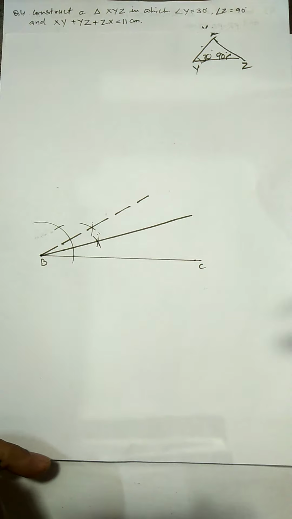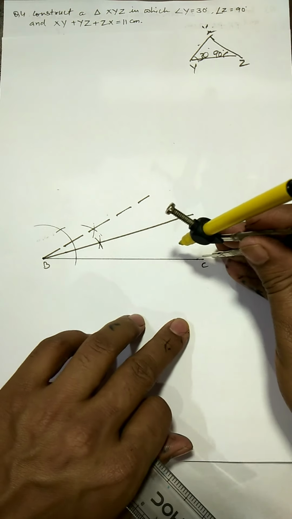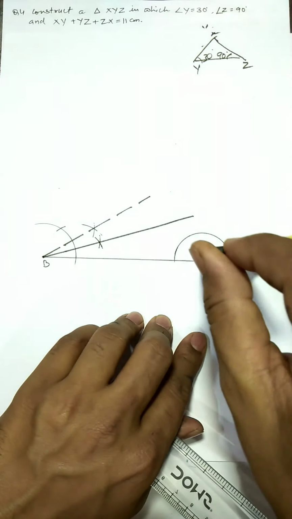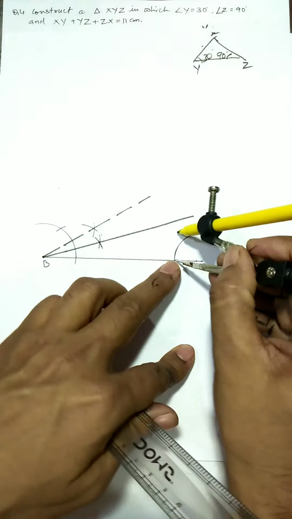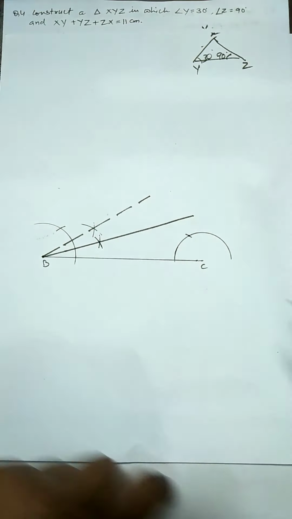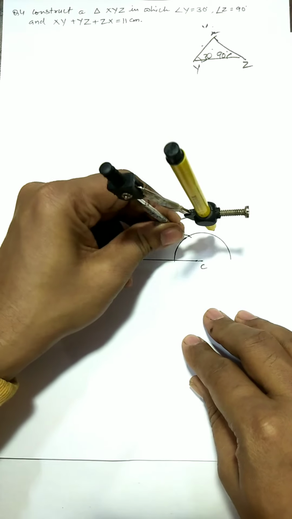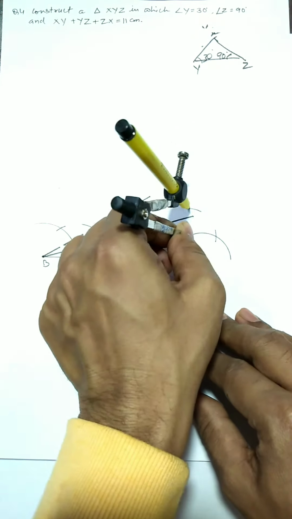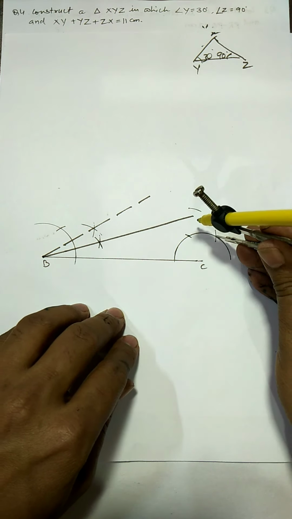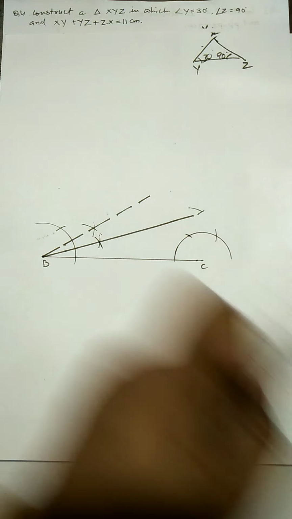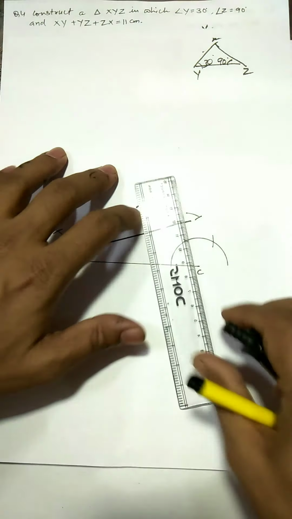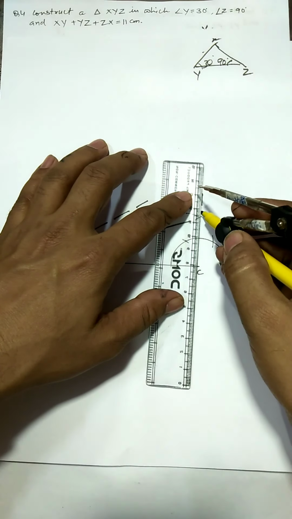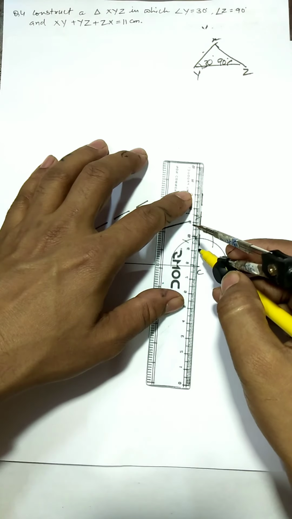Next draw 90 degree at point C. So make first cut and make another cut, this one, and make one cut above also and cut like this. So now this angle will be 90 degree. So draw it with dotted lines, because this is not what we are actually going to get.